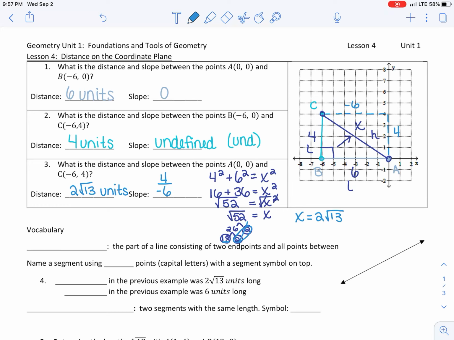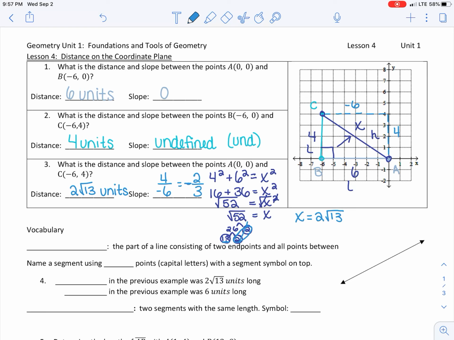Now, I don't want you to leave that fraction as it is because that can be reduced. So this reduces to negative 2 over 3. That negative sign can go to the 2, it can go to the 3, it does not matter. That's why I just kind of stuck it out front here, okay?